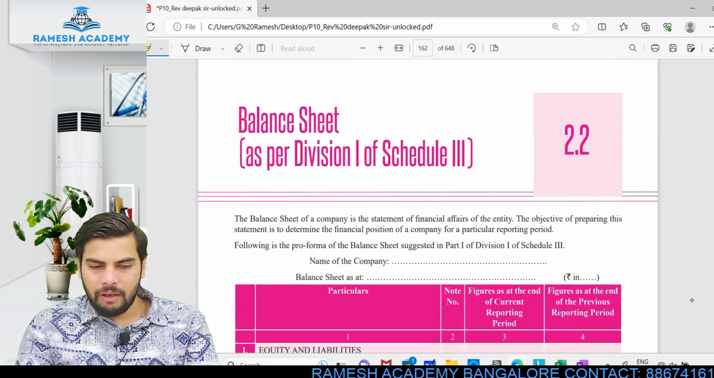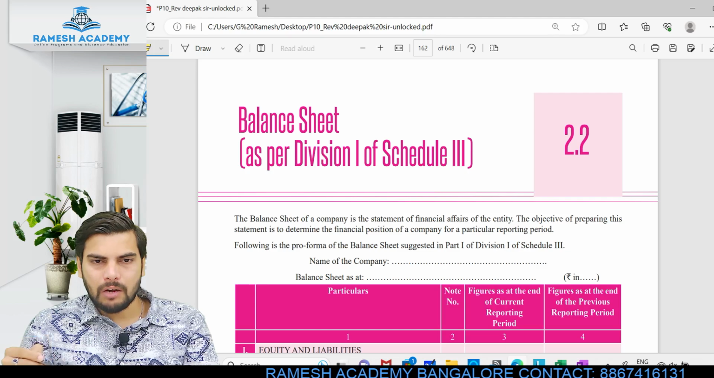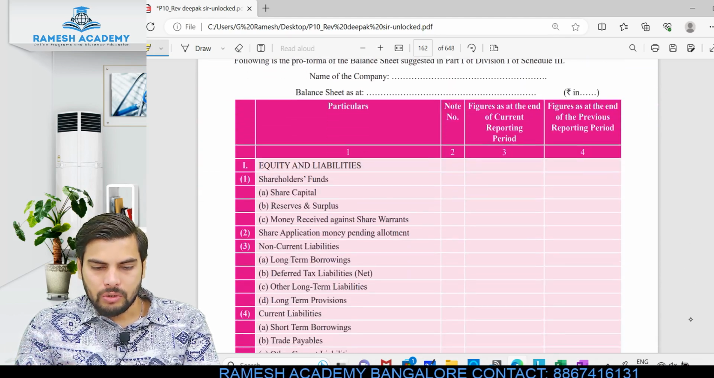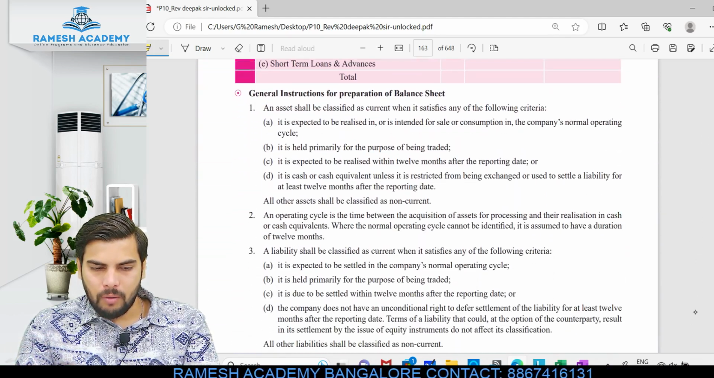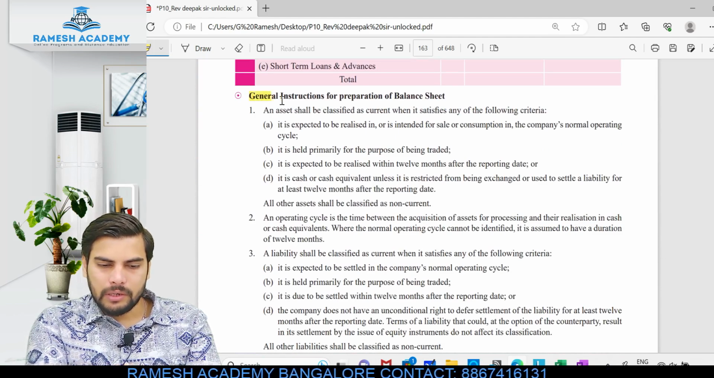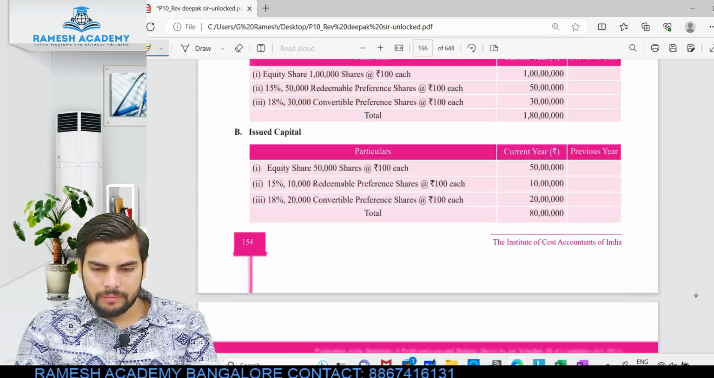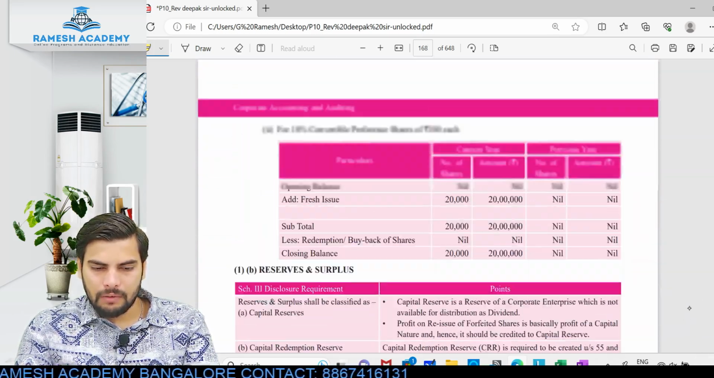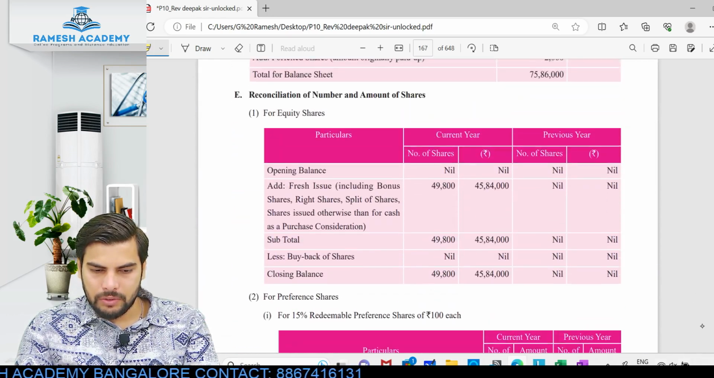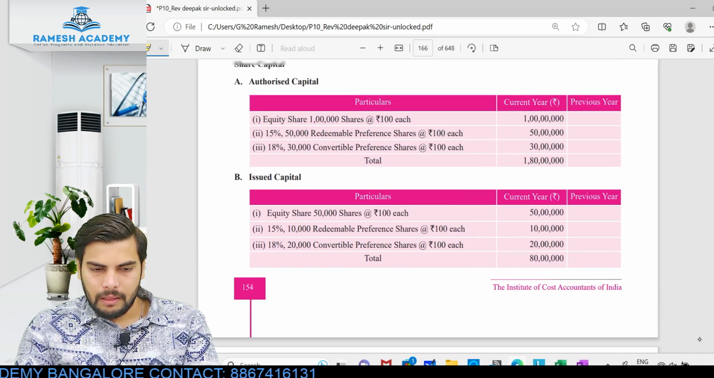After that, in the same way we'll be learning about the balance sheet, which is part 1 of division 1 of schedule 3. So they would have given you the format. Look at this format, and again they would have given you the general instructions for preparation of balance sheet. So the theoretical part. Finally after that we'll be looking at solving the illustrations. Is this clear?